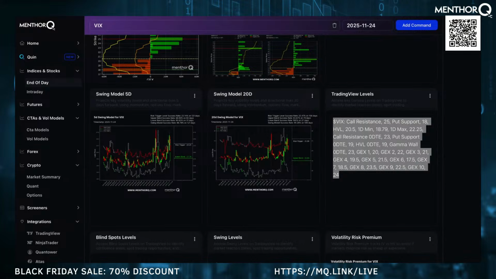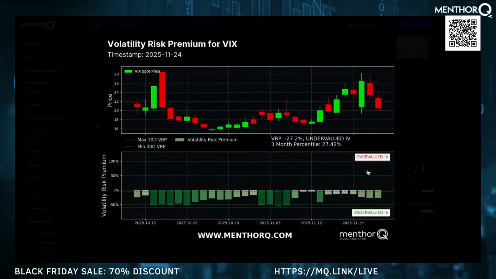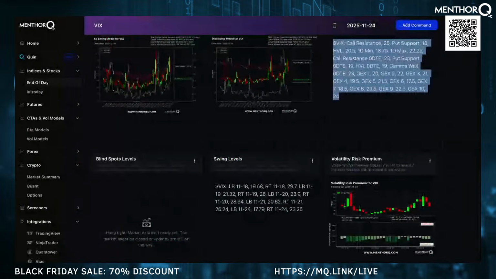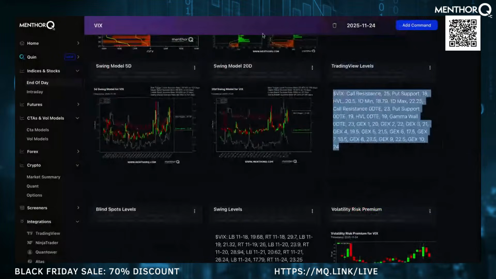And last but not least, when I've copied everything, we also have the volatility risk premium model for VIX. Then we can look into this and see whether it's undervalued or overvalued, and we get the last information we really need. So that's my A plan. That's my morning routine. Before I plot everything, I check the models.